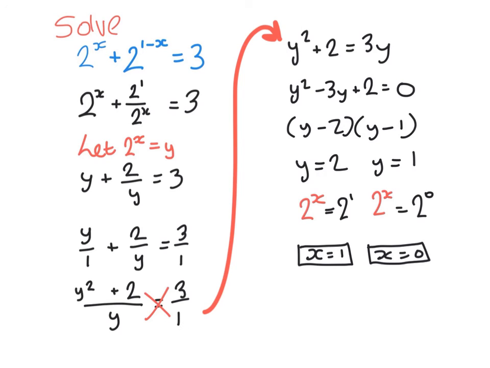I cross-multiplied. I brought all my terms over to one side so that I had a quadratic. I factorized, I solved, and then at the end I swapped back the y for 2 to the power of x in both cases. I changed the 2 for 2 to the power 1, the 1 for 2 to the power 0 so that my bases were matching. Then I cancelled out my bases and equated my indices. So I get x is equal to 1 and x is equal to 0.